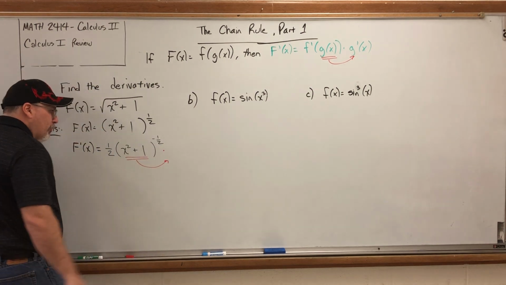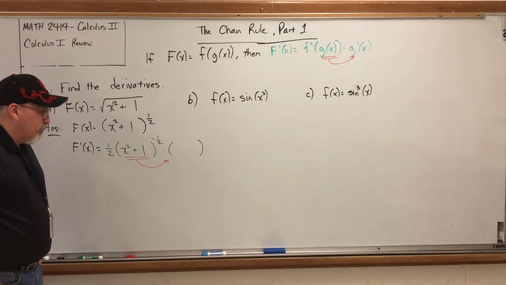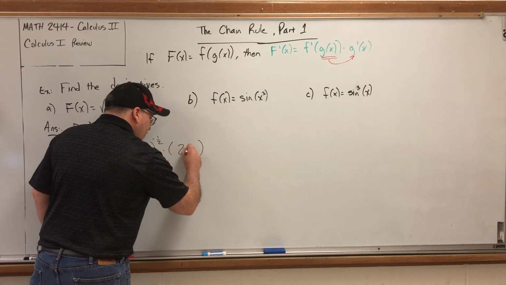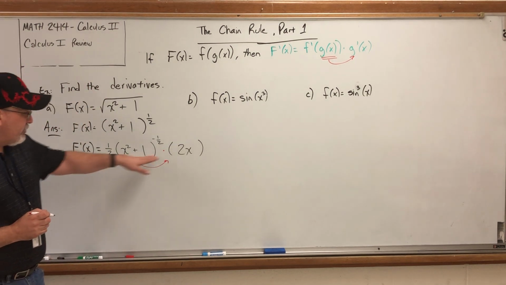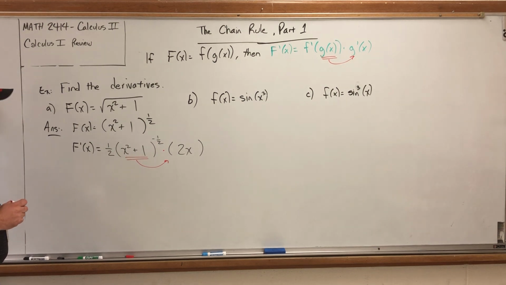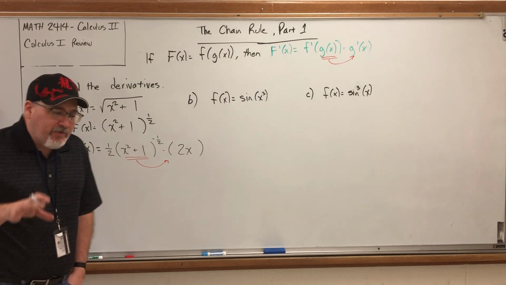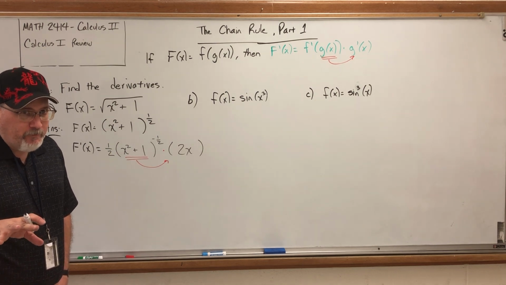And so now we have to multiply times the derivative of the inside. Well, the derivative of x squared plus 1 is just 2x. And I hope that doesn't need explaining why the derivative of this is 2x. At this point, we technically have our derivative, but we owe it to the problem, and this is going to be something I expect you to do, to simplify your answer as much as possible.